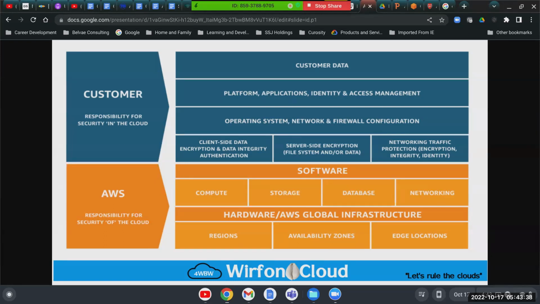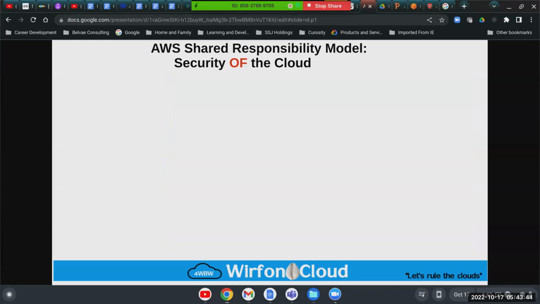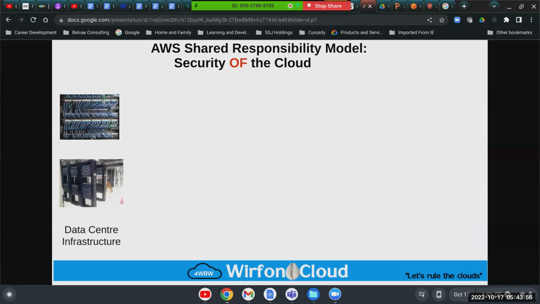So in summary, AWS is responsible for security of the cloud. What does that mean? Security of the cloud involves providing certain elements for which AWS is responsible for the security. So that includes, first of all, the data center infrastructure. Those are things like the racks, the cages. If you know what a data center involves, it has all the cabling.